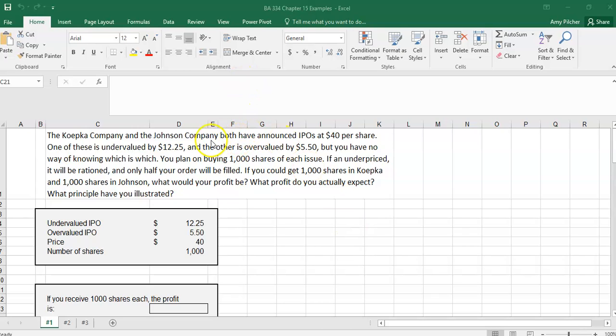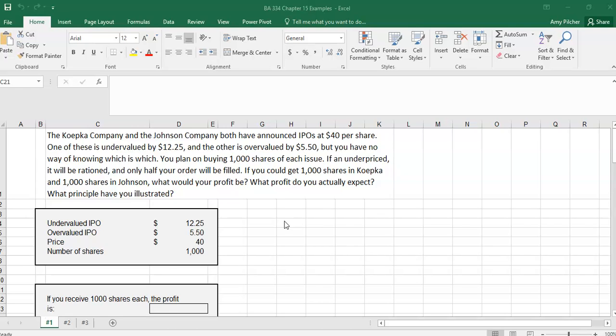So we have two companies, and both of their IPOs are coming out. One of them is undervalued, the other is overvalued, but we don't know which one is which. We plan on buying 1,000 shares of each issue. If an issue is underpriced, it will be rationed and only half of our order will be filled.